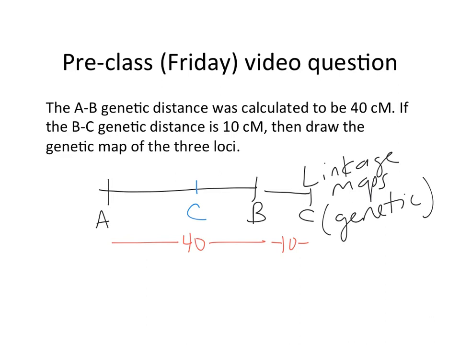A to B is 40 units. We could say B to C is 10 units. Okay? We've gotten nowhere. We still don't know the actual relative order of A, B, and C. What information do we need to figure out the distance from A to C? We need to do another cross. So we looked at one cross where we crossed a dihybrid for genes A and B. The second cross to get the B to C distance was a dihybrid containing genes B and C. So we need a third cross to be able to figure out where C is. Is it in between A and B or is it on the right?